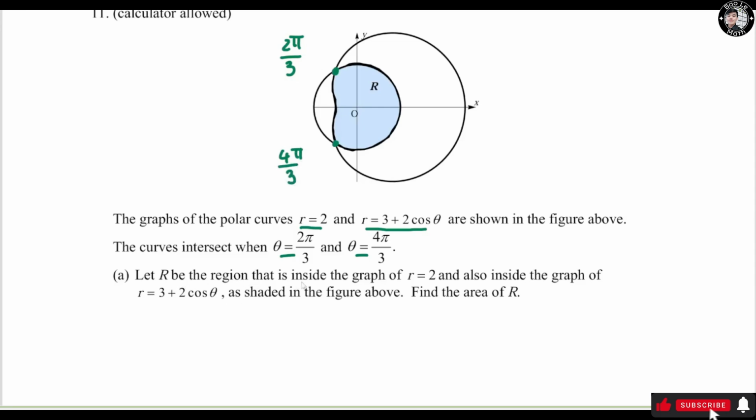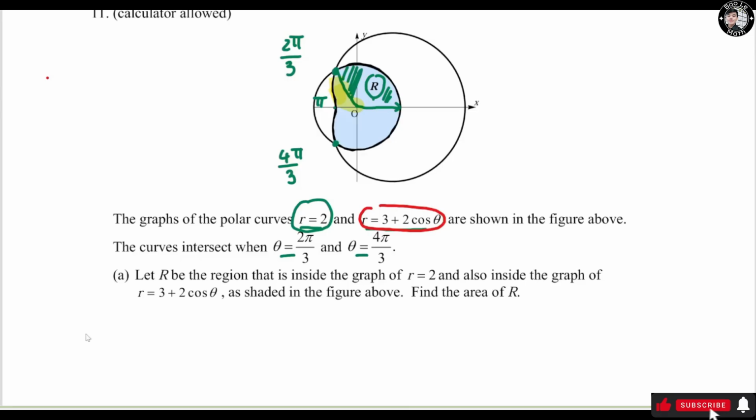Let R be the region that is inside the graph of r equals 2 and also inside the graph of r equals 3 plus 2 cosine theta, right? So this one is R right here, as shaded in the figure above. Find the area of R. Observe that the region R includes two sections that are symmetric about the polar axis. Now the one on the top traces from 0 to 2 pi over 3, right? This region right here is enclosed by the inner circle, which means this one right here, right? And from 2 pi over 3 to pi, this region right here is enclosed by the function right here, right?